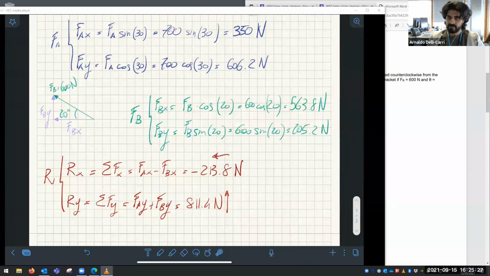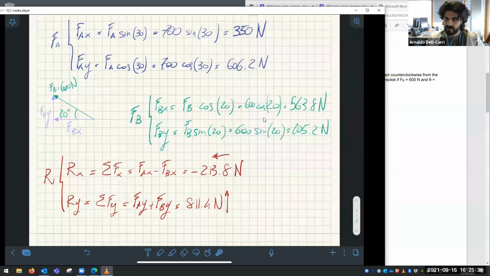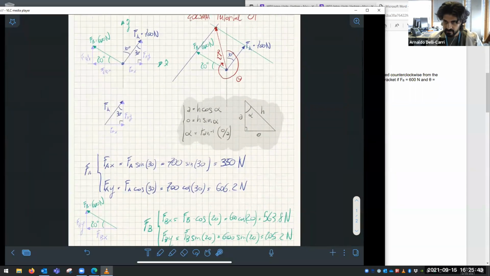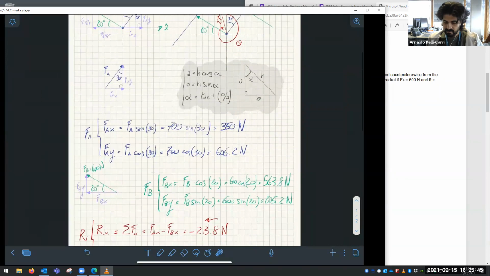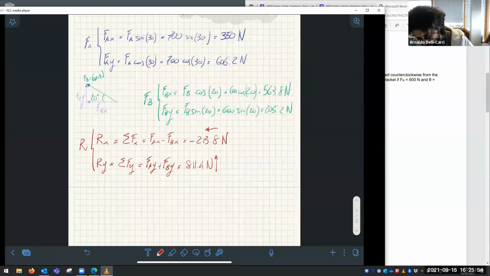Did I answer the question? What was the question? Magnitude and angle. Did I get the magnitude of the force? No. How do I find the magnitude of the force? Now, this is the Cartesian representation. These are the components of the force. So this is the resultant, which I said is pulling leftward and upward.